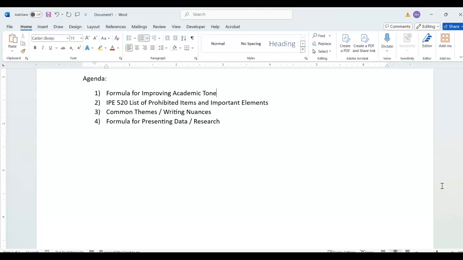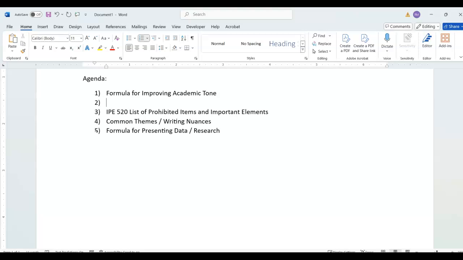I've also seen many of my students completely overhaul the style and academic tone of their writing by using this 3-step method. I've also seen professional researchers hone in on their own writing style and find ways to improve it through this formula. So first of all, let's define what it means to improve your academic tone.